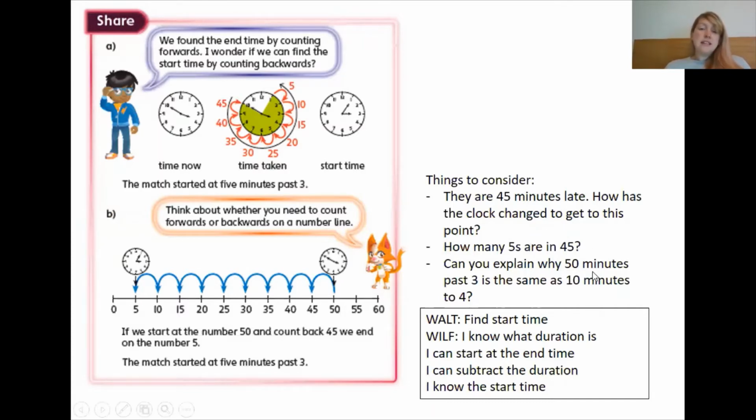So the things that you need to consider are, fluency is really important in all aspects of maths. So here, your fluency of your multiplications of 5 are crucial. How many 5s are there in 45? I wonder. Now I wonder, can you explain why 50 minutes past 3 is the same as 10 minutes to 4?